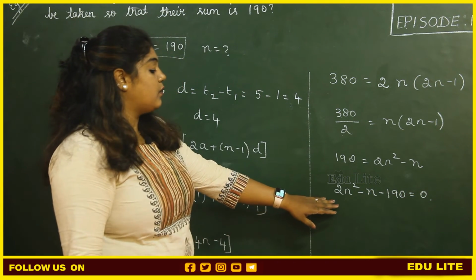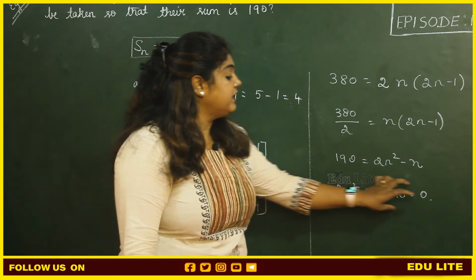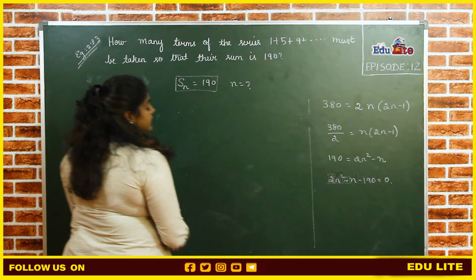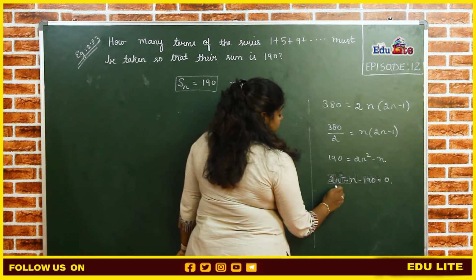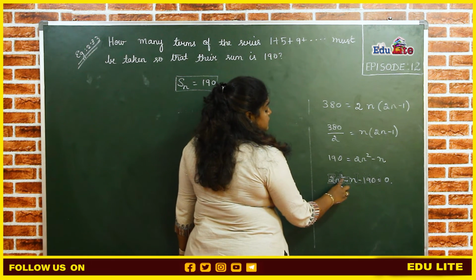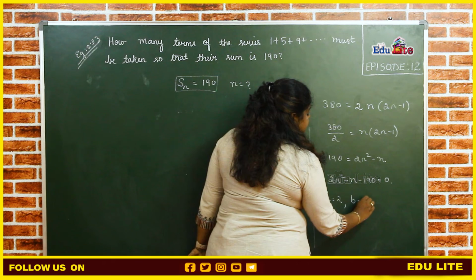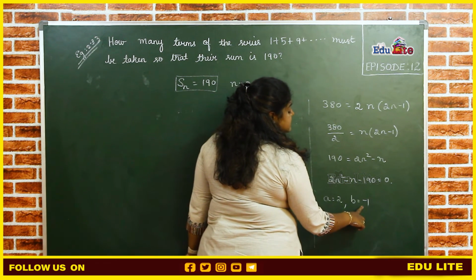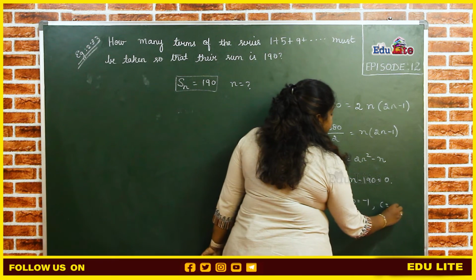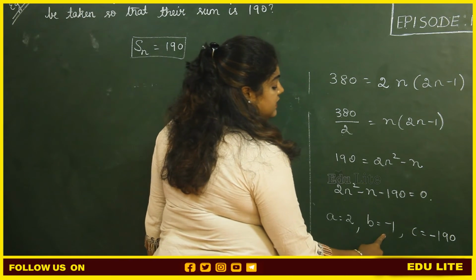Now, we have to use the quadratic formula and we have to find the roots of n with the given quadratic equation. So, in the given quadratic equation, the value of a is equal to 2, which is the square term coefficient. The b value is minus 1, the coefficient of n is minus 1. Next, c, the constant term, is minus 190. We have to take it with the minus symbol as well.